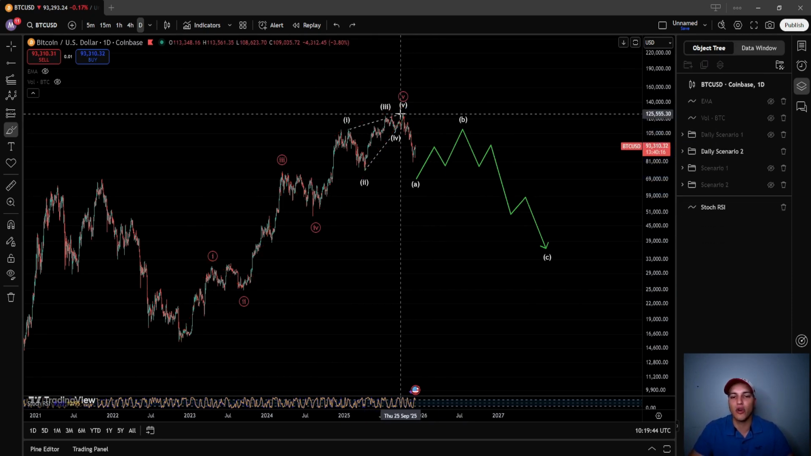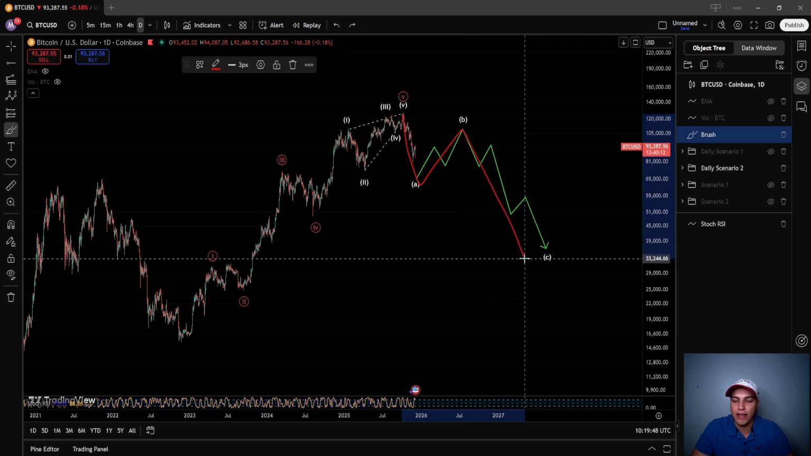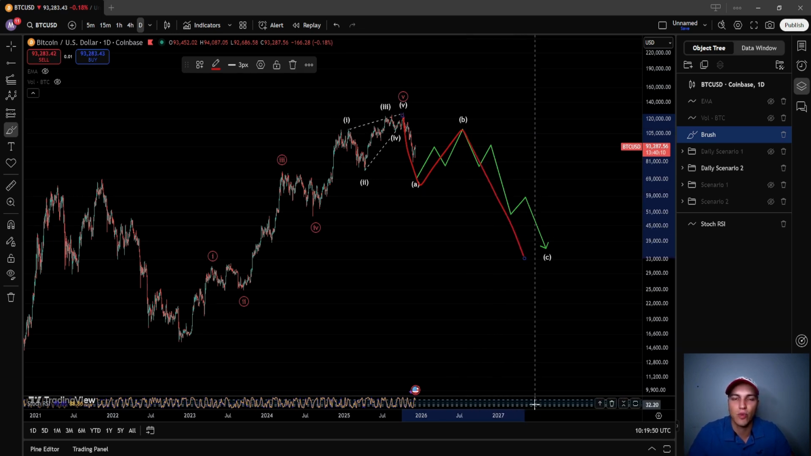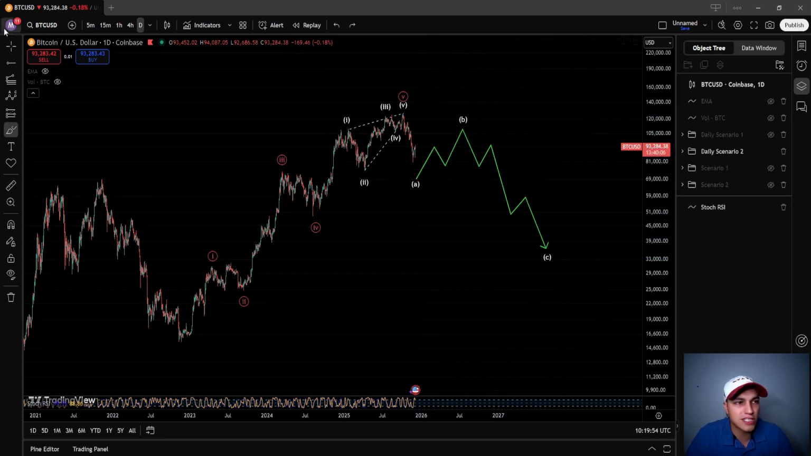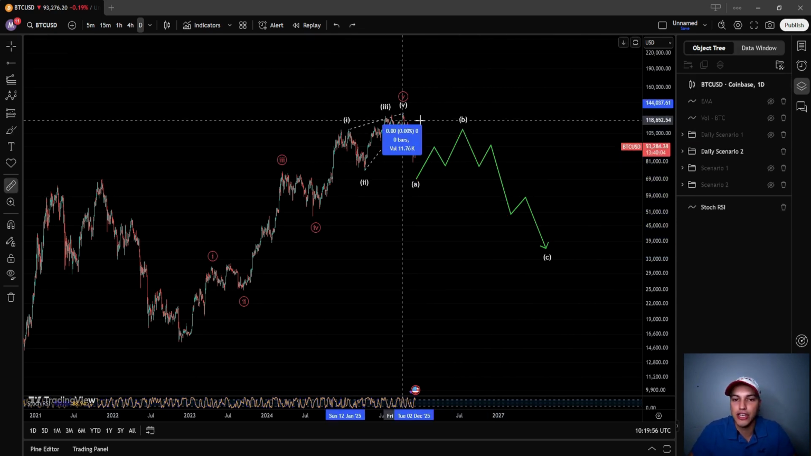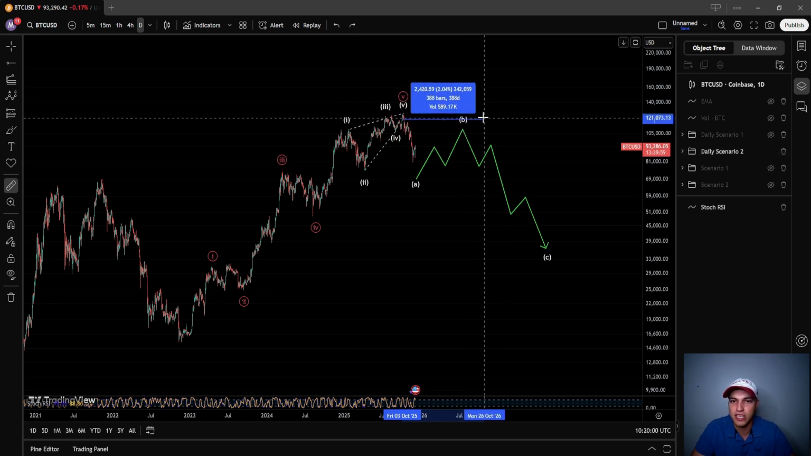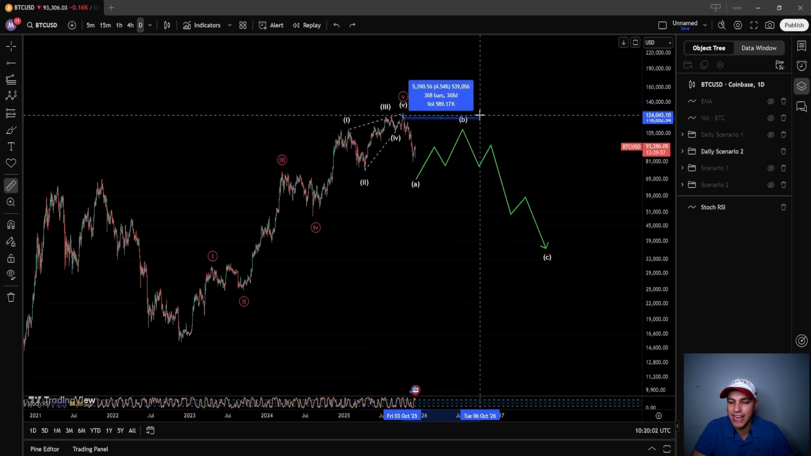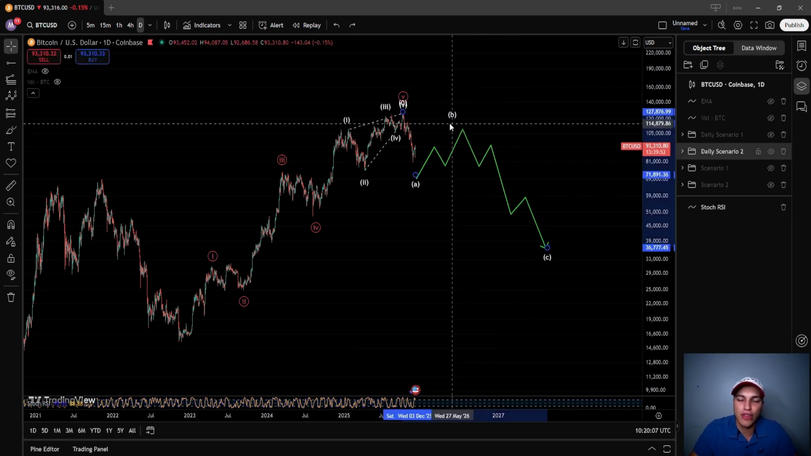And we are now looking for a wave A down, a wave B, and a wave C, right? That would be our move now. We are looking for this bear market to last about a year. Oftentimes it lasts about a year, so that puts us towards the end of 2026. Often this is how it happens.